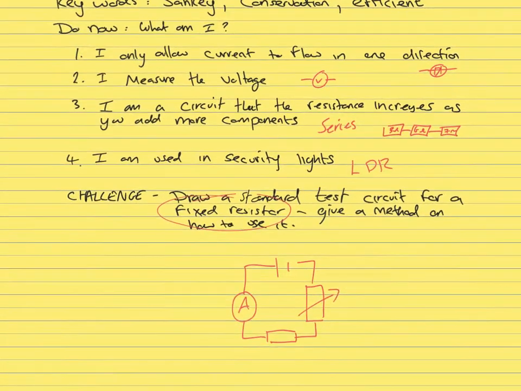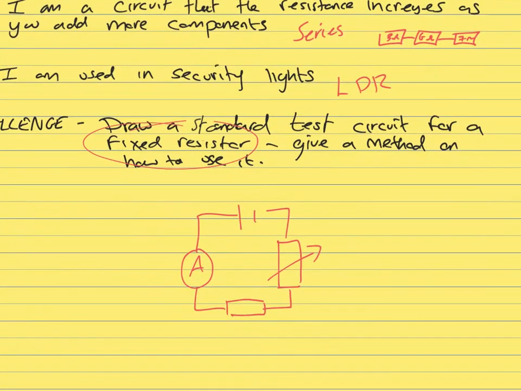Draw a standard test circuit. That's what the standard test circuit looks like. Oh, I've forgotten the voltmeter. So the voltmeter would go across there. But this is a fixed resistor. And then give a method.